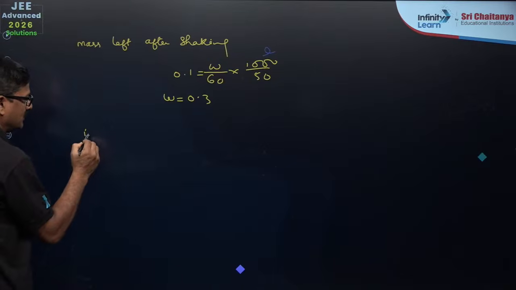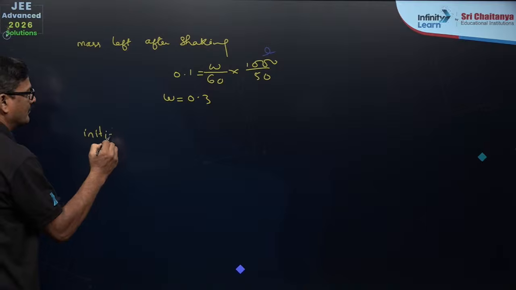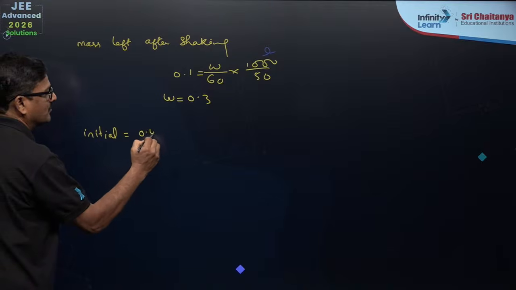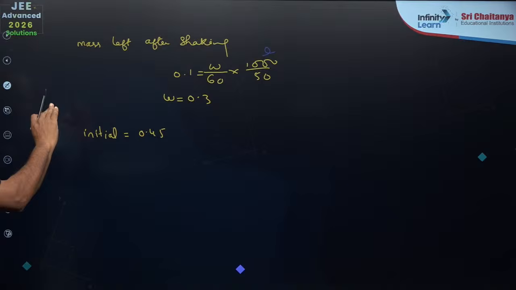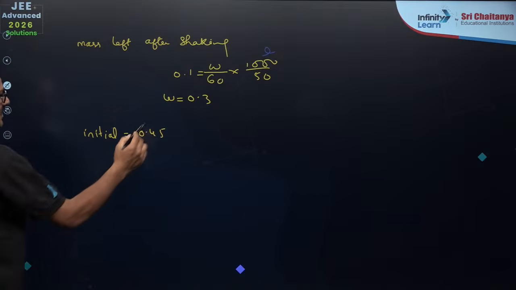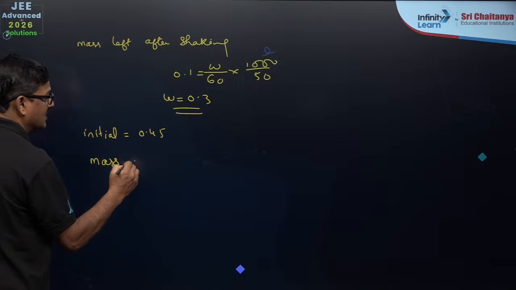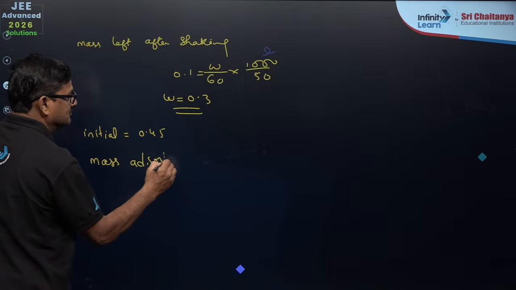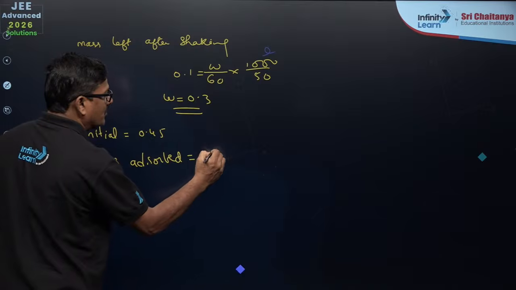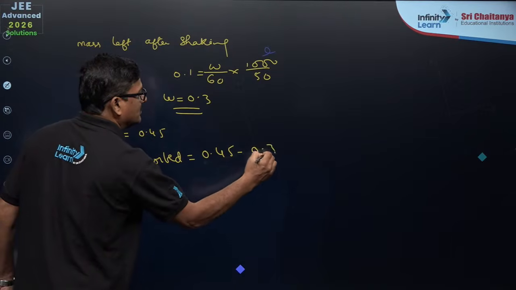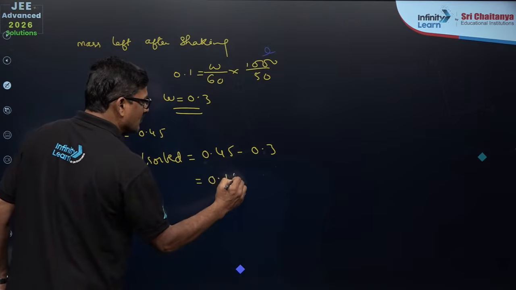So initially 0.45. So mass after shaking is going to be 0.3. So mass adsorbed is going to be 0.45 minus 0.3, which is 0.15, right?